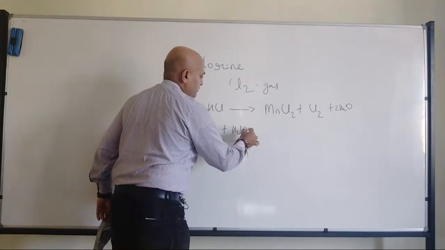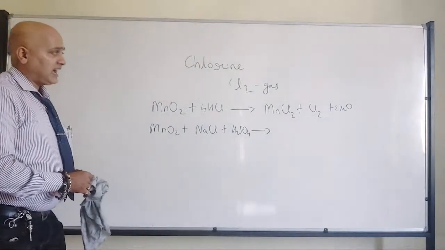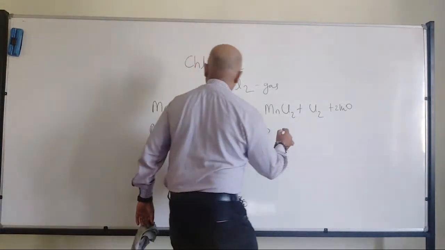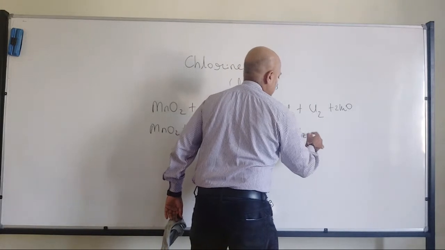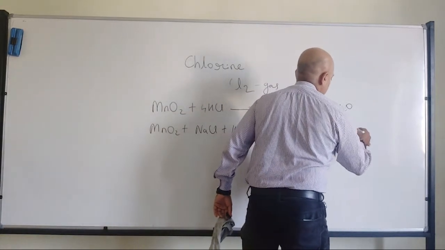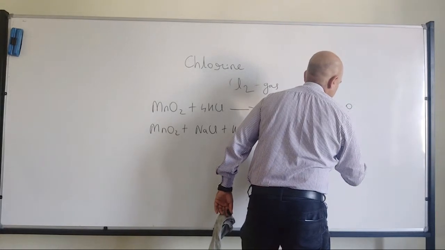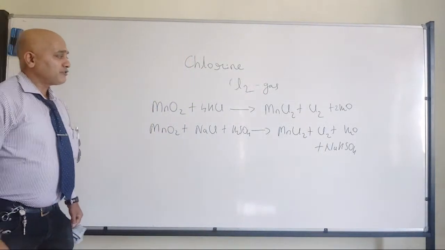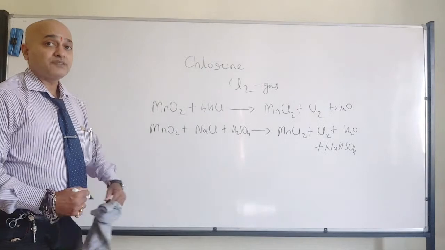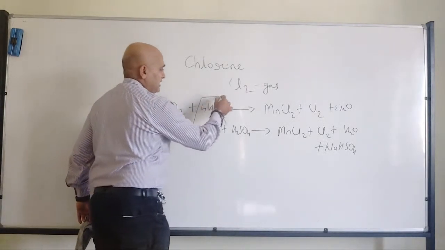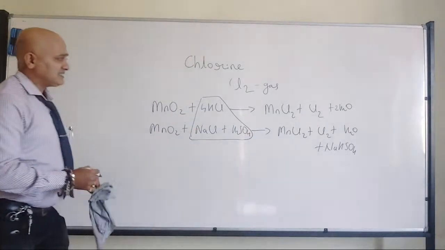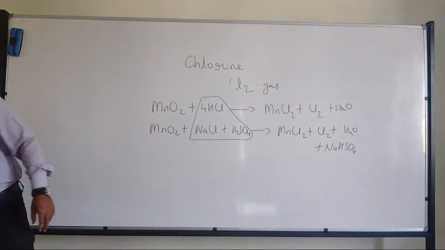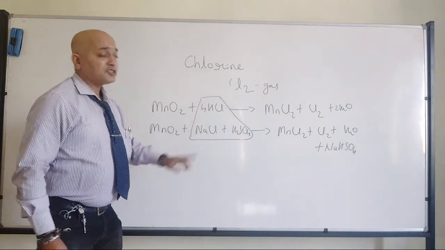plus sulfuric acid. All the products will be the same, but along with that one salt will be formed. That means MnCl2 plus Cl2 plus water, but along with that there will be formation of sodium bisulfate. So HCl can be replaced by NaCl and H2SO4. If HCl is not available, it can be replaced with NaCl and H2SO4.